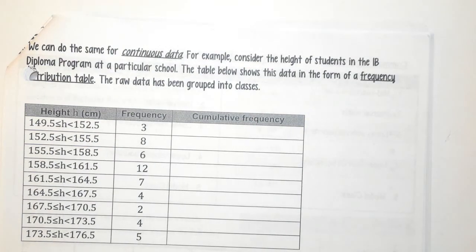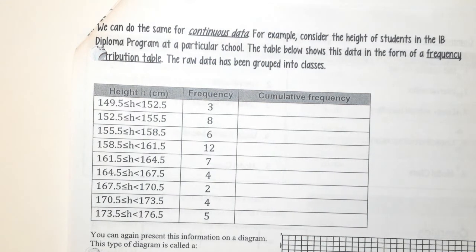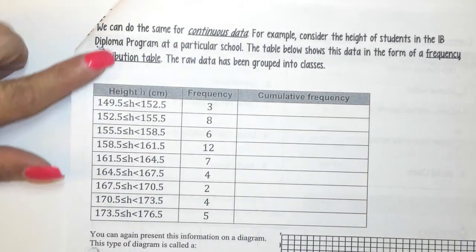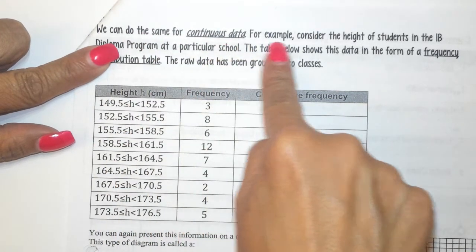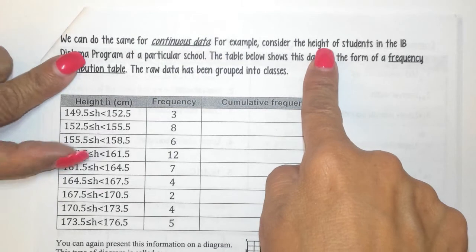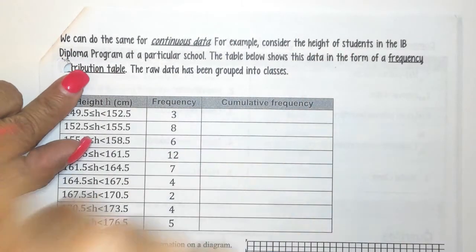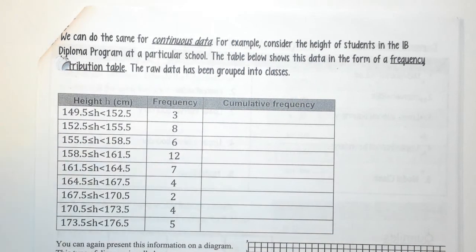So that was some discrete data. What might happen if we look at some continuous? All right, we can do the same for continuous data. For example, consider the height, that's going to be measurable, of students in an IB diploma program at a particular school. The table below shows this data in the form of a frequency distribution table. The raw data has been grouped into classes.